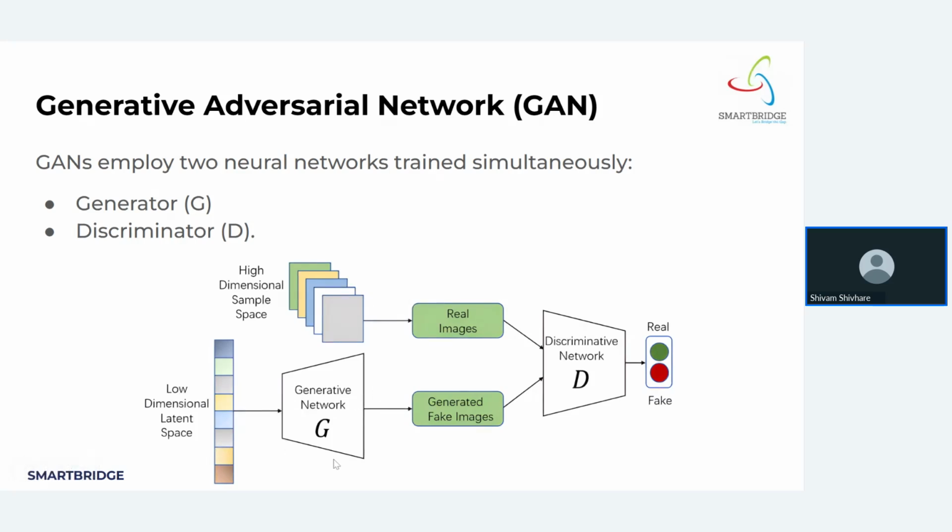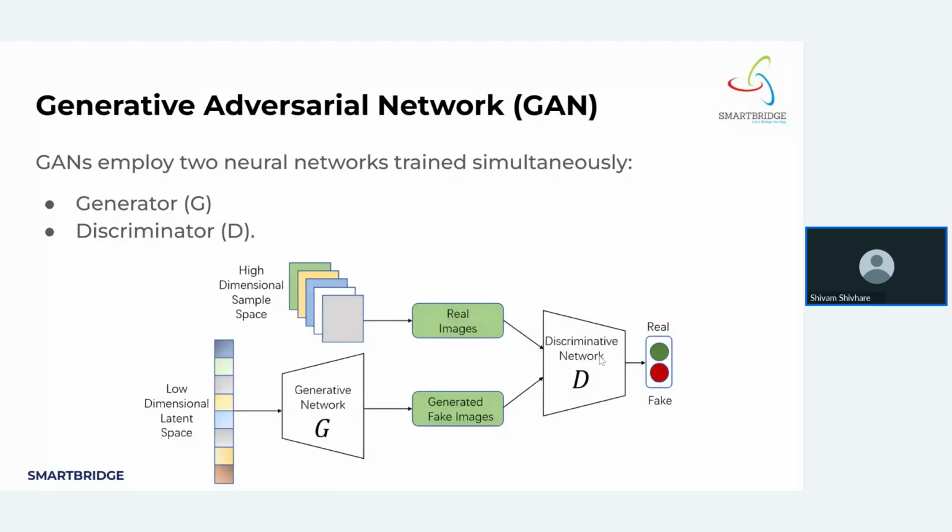The generator will understand some patterns and generate a fake image. This fake image, which has been generated by the generator, is sent to the discriminator.